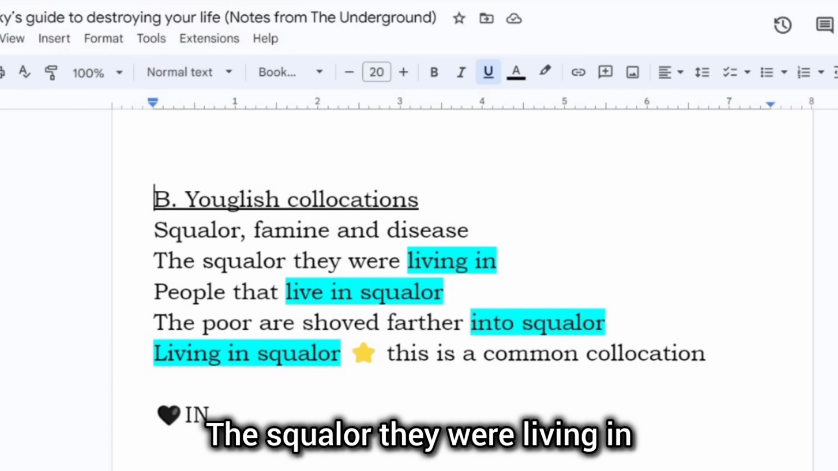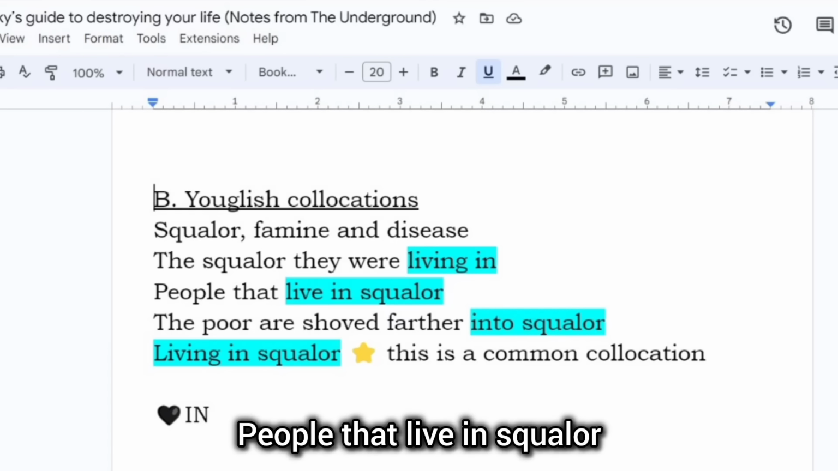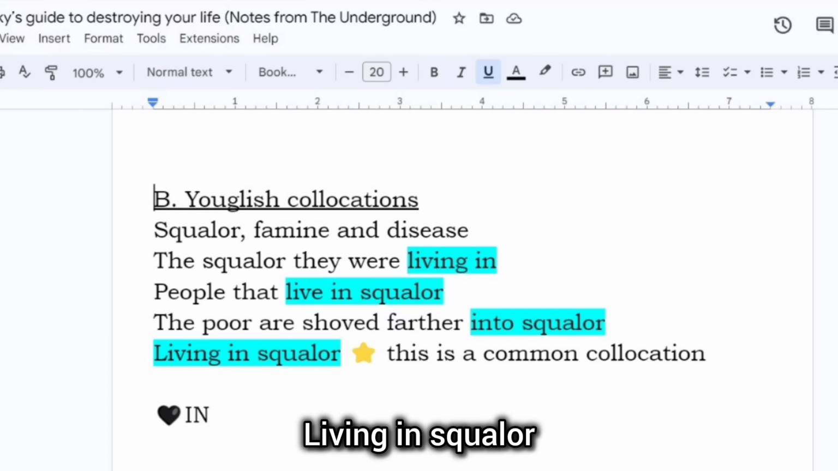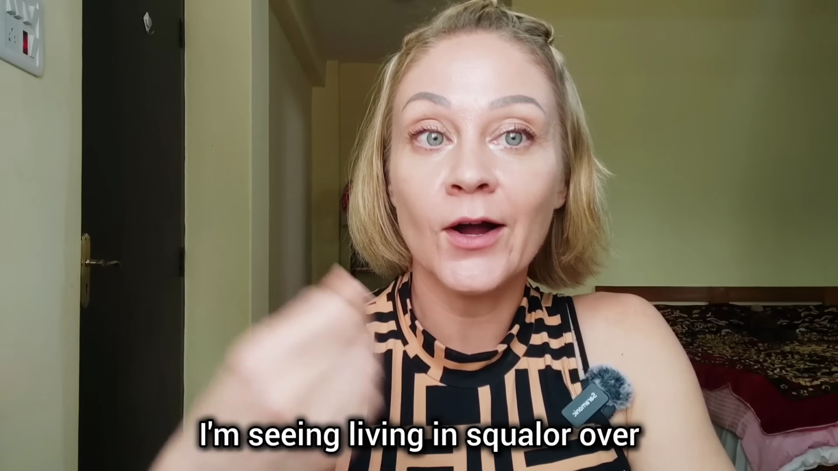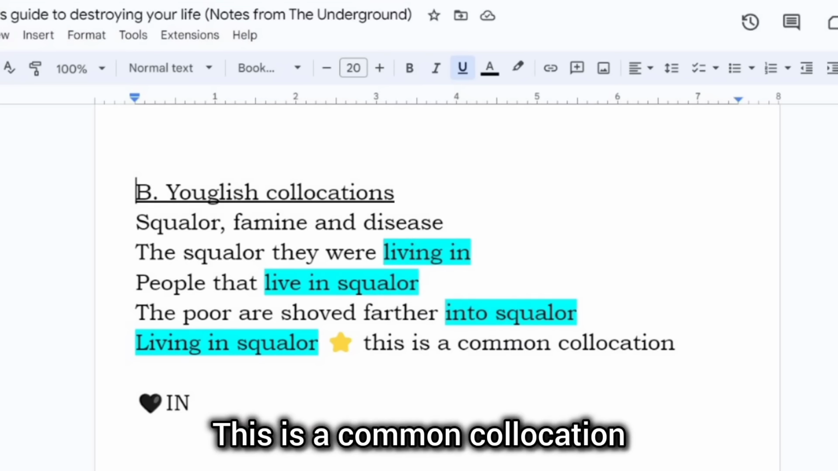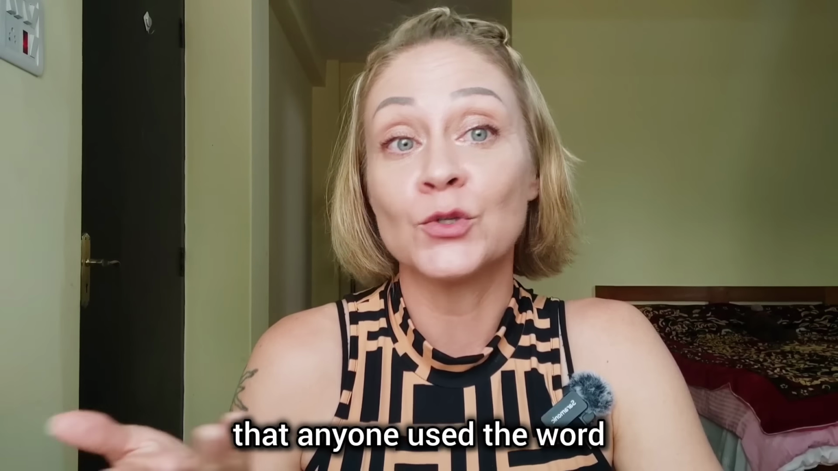The squalor they were living in. People that live in squalor. The poor are shoved farther into squalor. Living in squalor. So I'm seeing "living in squalor" over and over again. This is a common collocation. This is almost the only way that anyone used the word.